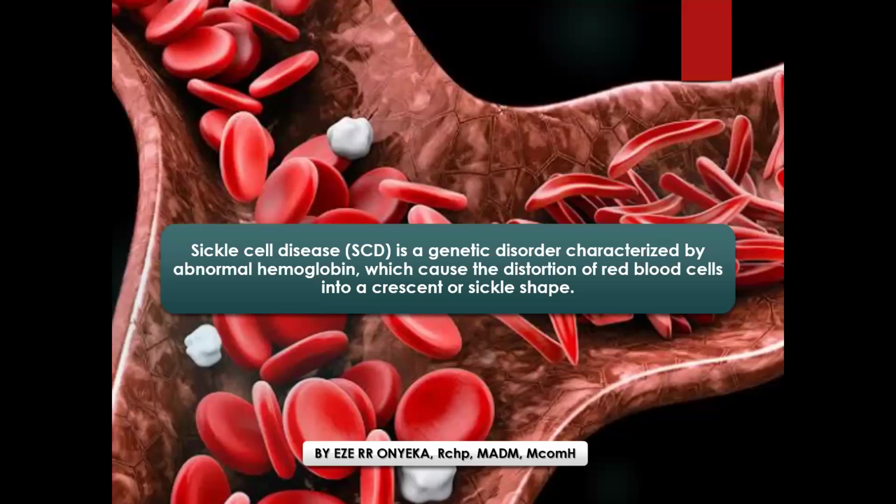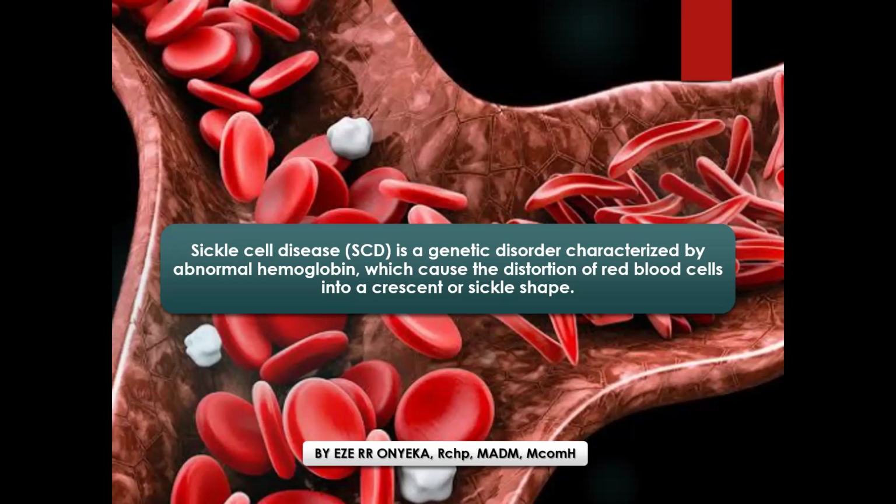Sickle cell disease. Sickle cell disease is a hemoglobinopathy, so it's a disorder of the hemoglobin. But in this section, our focus is on the 5 levels of prevention, how we can prevent this condition in the community, in the public, or in the family following the 5 levels of prevention.